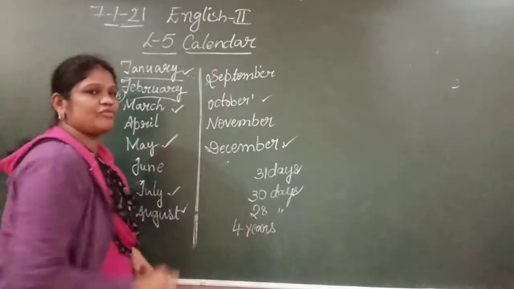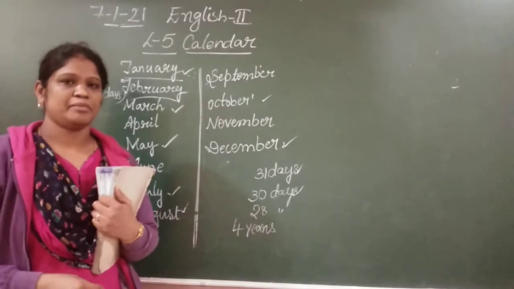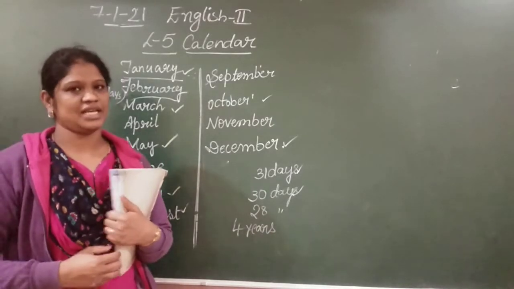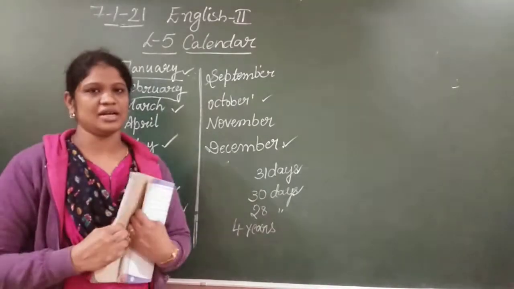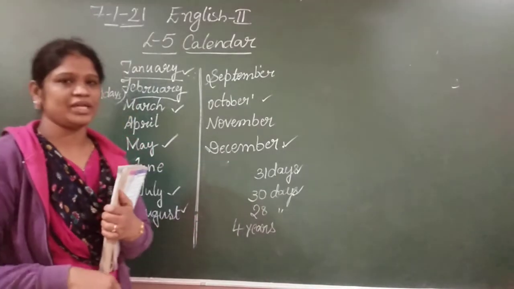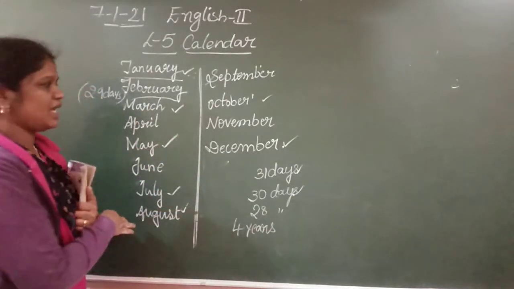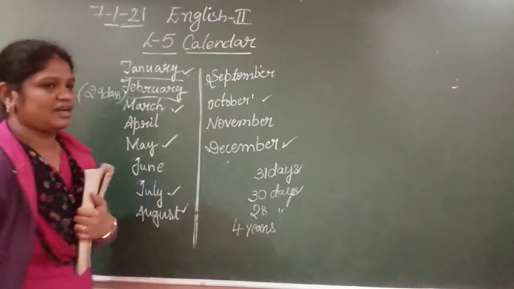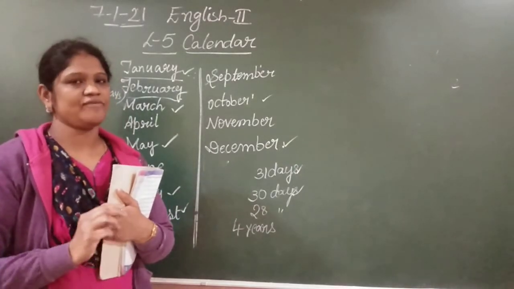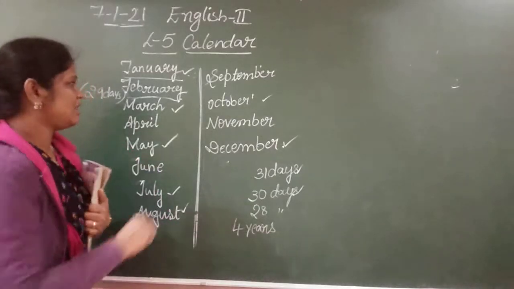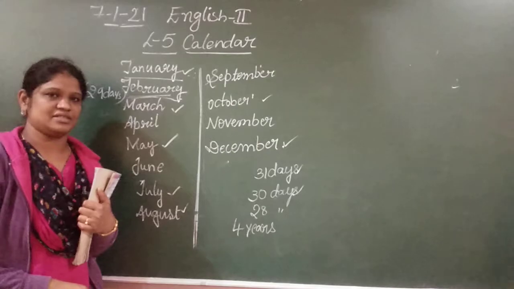In every month there are 4 to 5 weeks. You already know the days of the week: Monday, Tuesday, Wednesday, Thursday, Friday, Saturday and Sunday. These are the days of the week. How many months in a year? There are 12 months in a year. And February is a special month. It has only 28 days. Every 4 years once February will get 29 days.